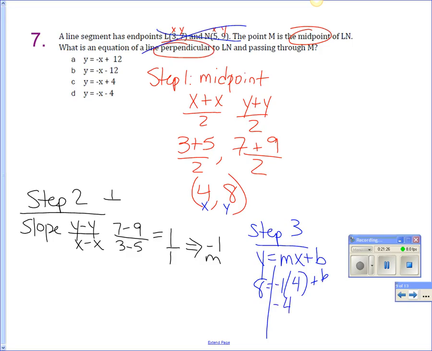-1 times 4 is -4. I move it over here, it becomes positive. So I get 12 equals B. Okay. Positive 12. So Levi, what would my answer be for this one? A. Okay.